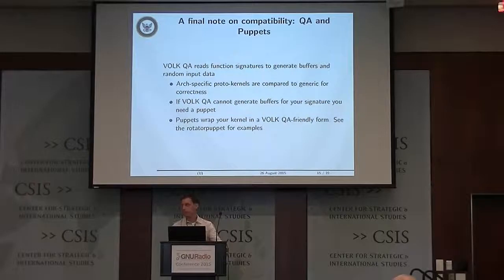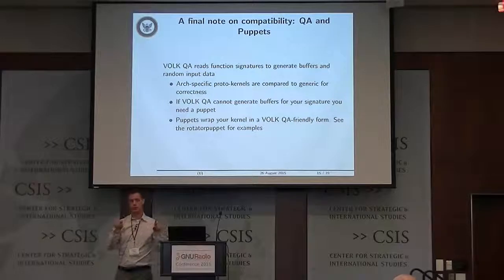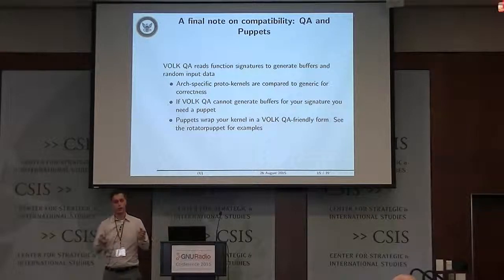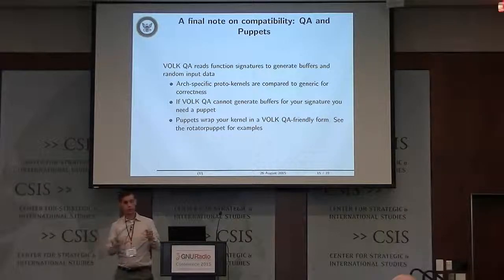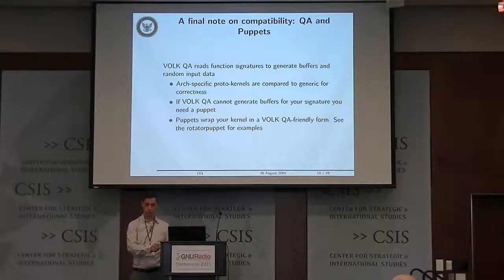Yeah, so there's automated QA, which is also sort of the high value of Volk. It reads the function signature that you generate, and then automatically generates random data. It gives you a buffer, generates random data, and then feeds that same data into all of the protokernels for your kernel.